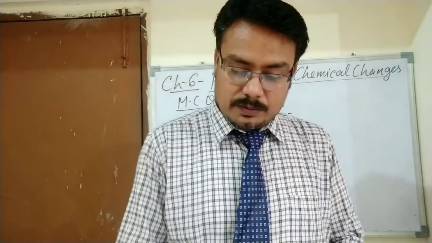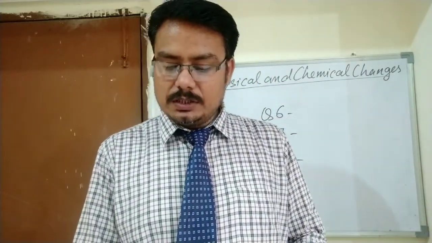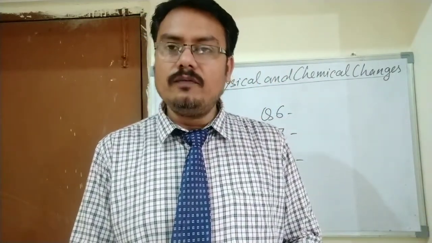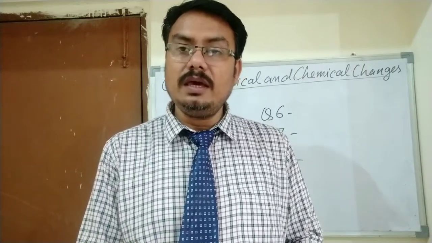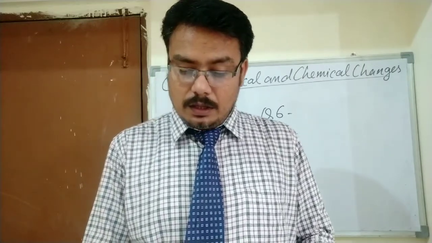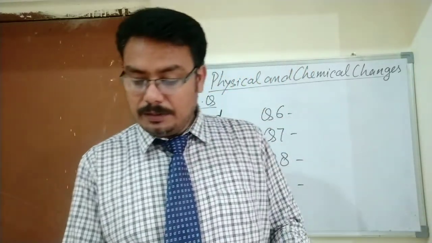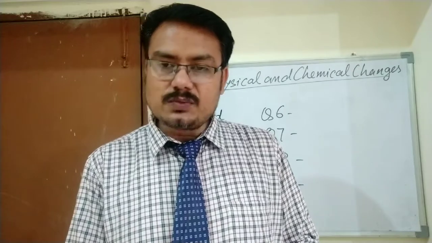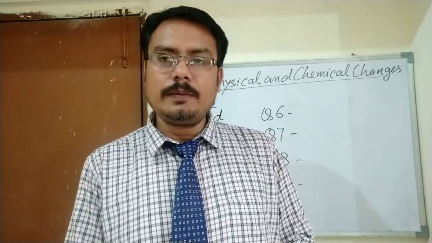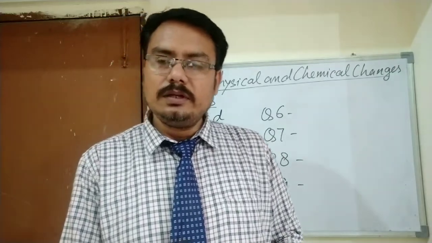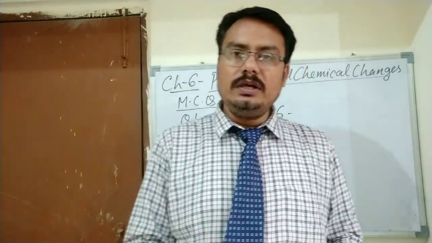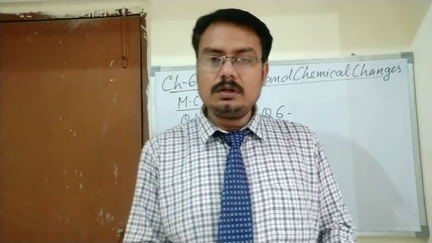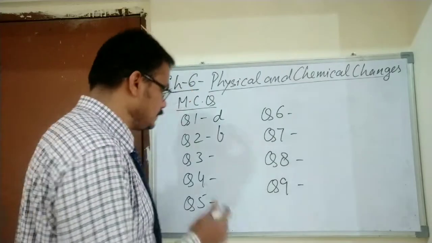Now, question number 3. A chemical change may involve what? A, change in color only, B, change in temperature only, C, evolution of gas only, and D, all of the above. So students, all of the above occur in chemical changes. So D is the final correct answer of this question. So question number 3, D is the correct option, students.